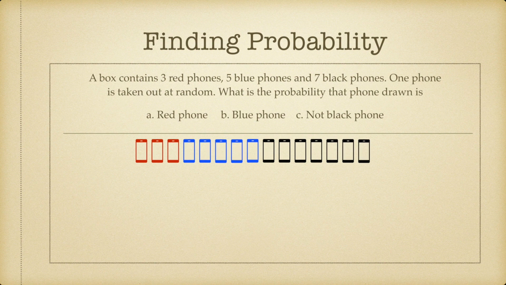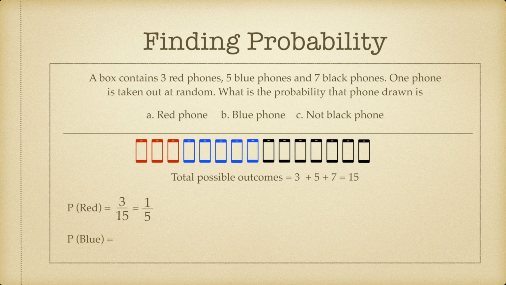So what are the total possible outcomes? Total possible outcomes are 3 plus 5 plus 7 equal to 15. So the first question is probability of picking a red phone. So P of R, or P of red, will be simply 3 divided by 15 or 1 divided by 5. For the second question, probability of picking a blue phone will be P of blue, which will be simply 5 divided by 15, or 1 divided by 3, I should say.